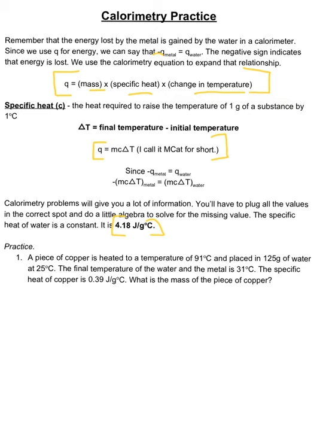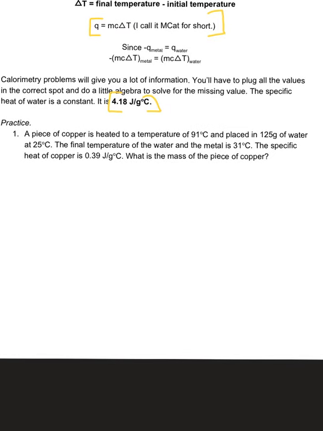So let's try a practice problem here. We have a piece of copper heated to a temperature of 91 degrees Celsius and placed in 125 grams of water at 25 degrees Celsius. The final temperature of both the water and the metal is 31 degrees Celsius. So we see that the metal cooled off a lot and the temperature of the water raised a little bit. The specific heat of copper is 0.39 joules over grams degrees Celsius. What is the mass of the piece of copper?